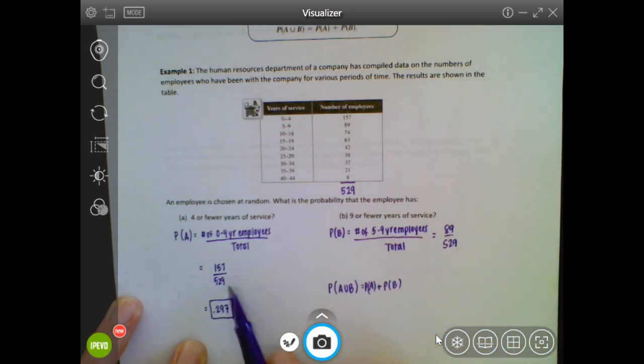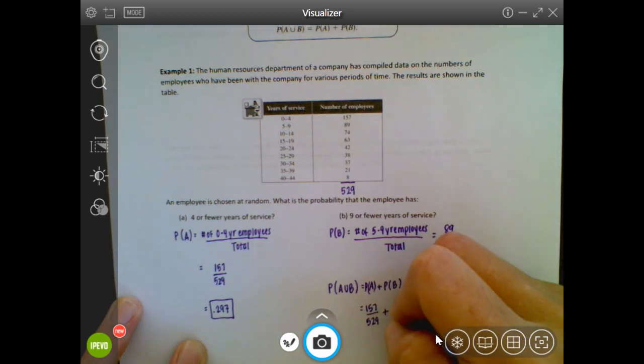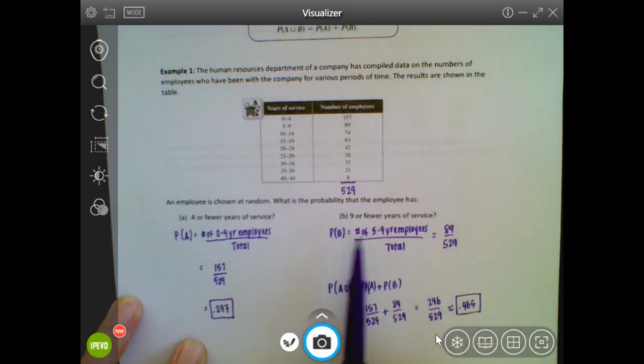I've already got both of those calculated. I'm going to use the fractions that I have here. So 157 over 529 plus the 89 over 529 to make a total of 246 over 529, which is about 0.465. So the probability of selecting an employee that has 9 or fewer years of service would be about 0.465.